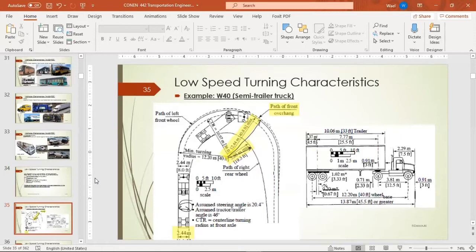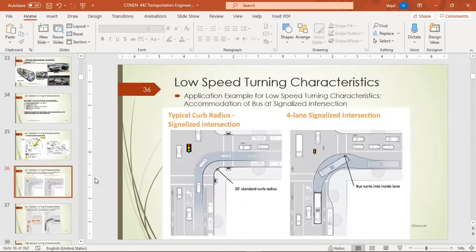Why are they critical? They are critical if you are making a geometric design for a parking lot, for an intersection or something like that. You will see here, for example, that's designing the radius of the curb at an intersection. That's the path of a passenger car. That's what we need for a bus. So in order to accommodate different design vehicles, these low speed turning characteristics are important because they determine the geometry needed to accommodate these vehicles.